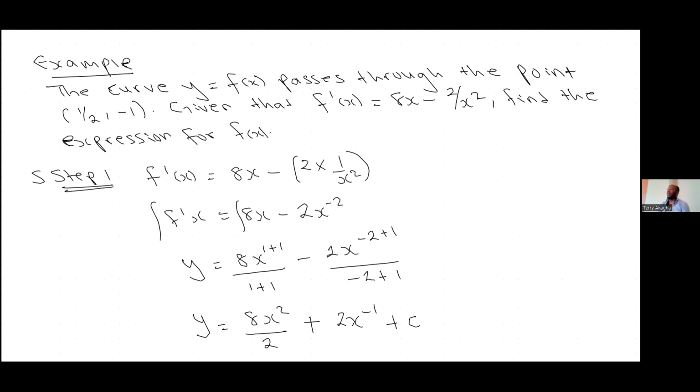But I can still simplify this because 8 can divide this to give you 2. So we can now say, therefore, y will be equal to 4x squared plus 2x minus 1 plus what? Plus c.